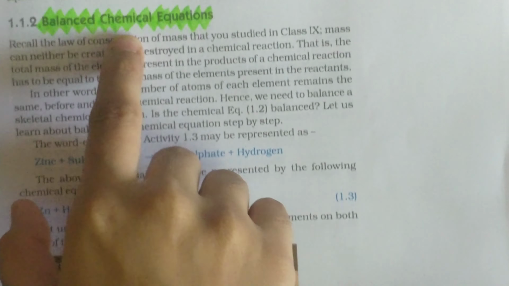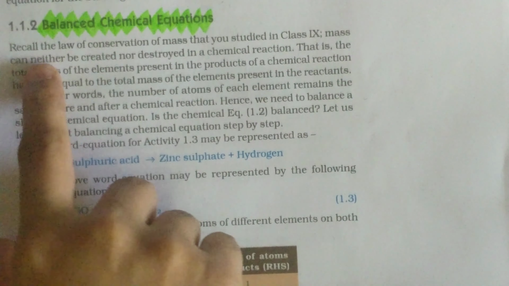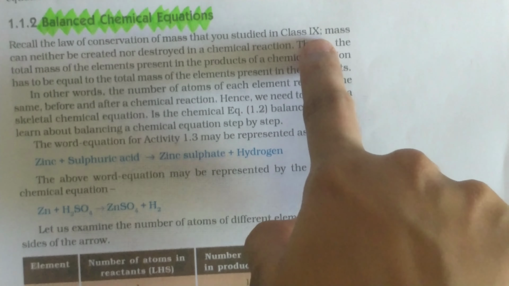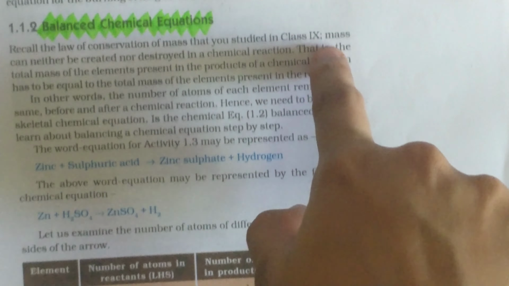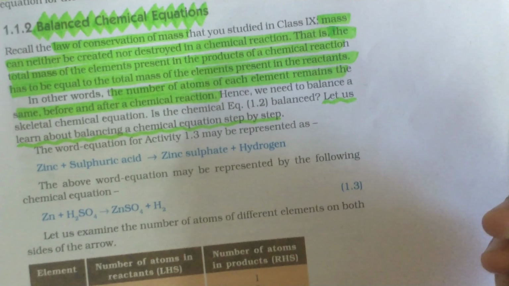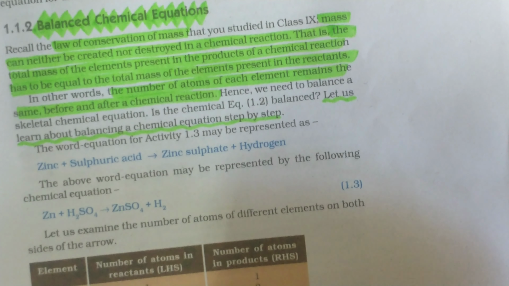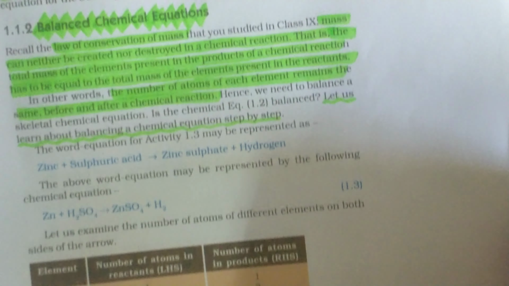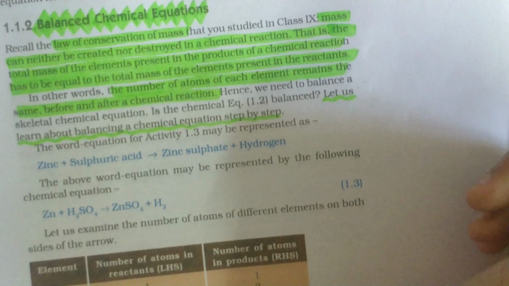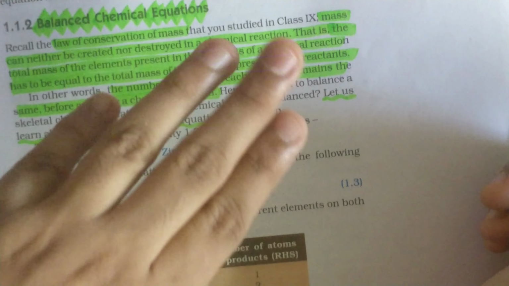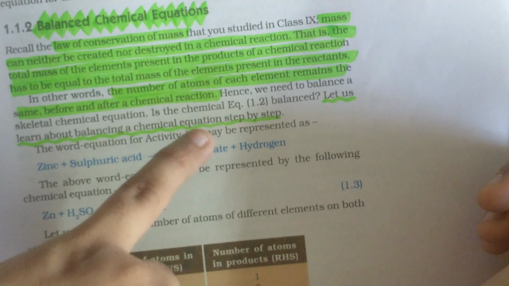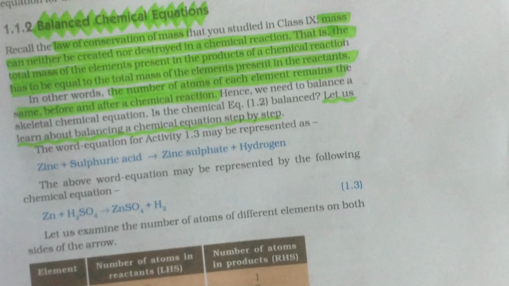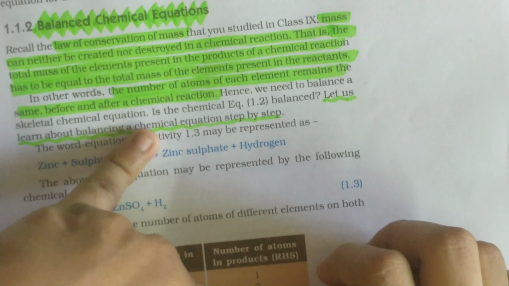So a balanced chemical equation follows the law of conservation of mass that we studied in class 9: mass can neither be created nor destroyed in a chemical reaction. Let's highlight this point. What is the law of conservation of mass? In other words, the total mass of the elements present in the products of a chemical reaction has to be equal to the total mass of the elements present in the reactants.